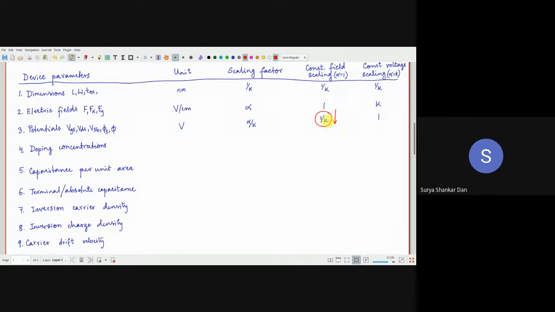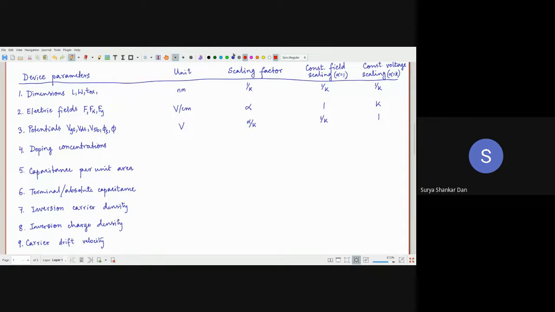Think about it. So that means one price you have to pay: you have to basically redesign your power supply itself. But apart from that, if you can somehow do it, then we understand that the potentials, the power grid, VDS, VGS, all these values will also reduce. So that means the total power consumption from the power supply will reduce because of it. So that means constant field scaling is something which we will prefer.